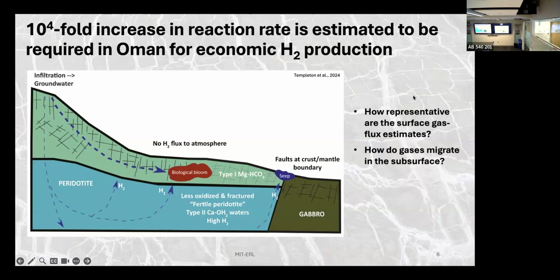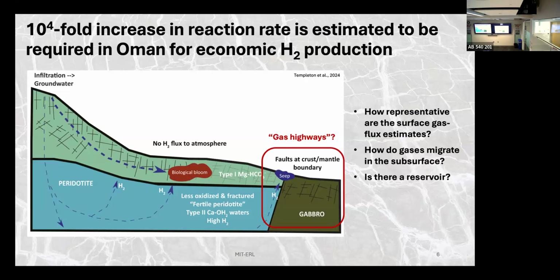The second, closely related question is how gas migrates in the subsurface. That's an even harder question to answer because there's no way to directly observe it. In particular, we are interested in whether there are indeed these gas highways which can transport gas very efficiently from greater depths. If that's true, then those are probably the places where you want to conduct measurements and probably even drill for hydrogen if you want to harvest it. And finally, is there a reservoir in these systems? That will affect whether the hydrogen you measure on the surface can truthfully reflect the reaction rate happening at depth.